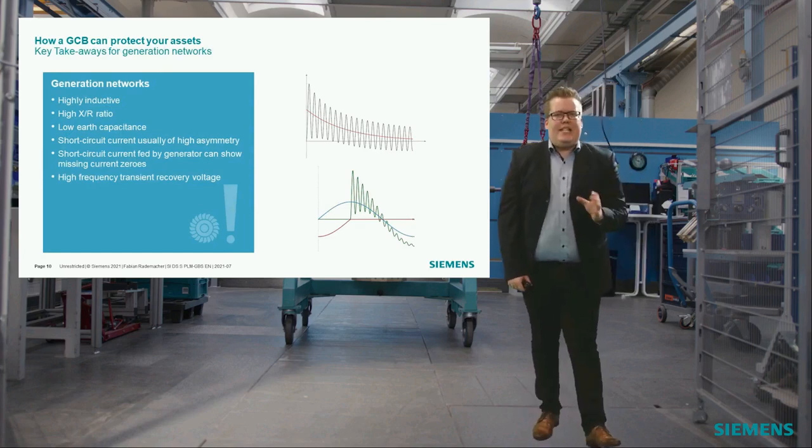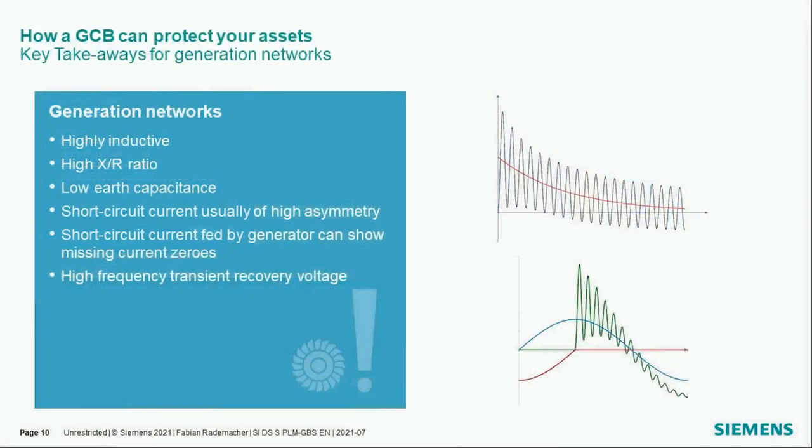So what are the key takeaways? Why is a generator circuit breaker so important for you when we are talking about generation networks? What you have to know is, of course, we are highly inductive in this case. We have a high X by R ratio, which will influence the arcing time itself. We only have a low earth capacitance, which will influence the transient recovery voltage and the rate of rise of recovery voltage. We have a short circuit current, usually of high asymmetry. High asymmetry is always a sign for a delayed current zero. Delayed current zero only appears when having a DC percentage at the time of contact separation bigger than 100%.